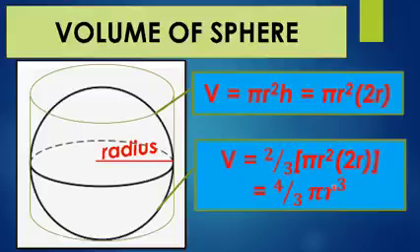Okay, so nanggaling siya sa the formula ng ating cylinder. Okay? So, yung sphere natin is 2/3 of the volume ng ating cylinder. Then we come up with this formula, which is 4/3 pi r cube.